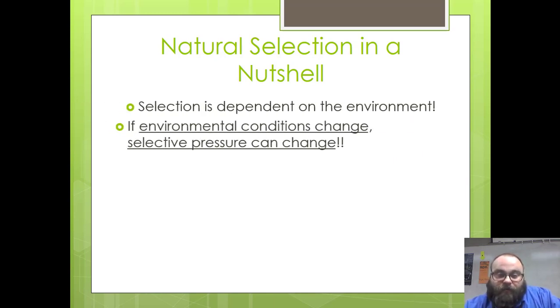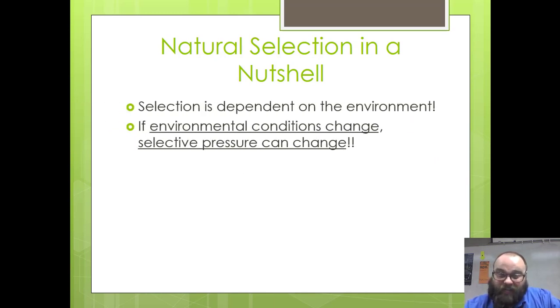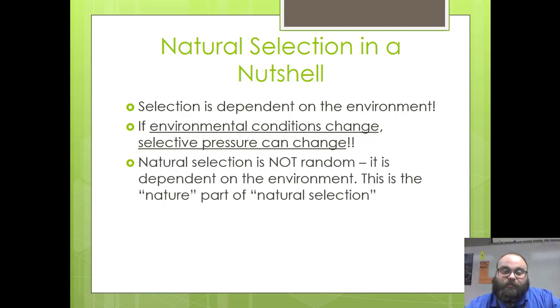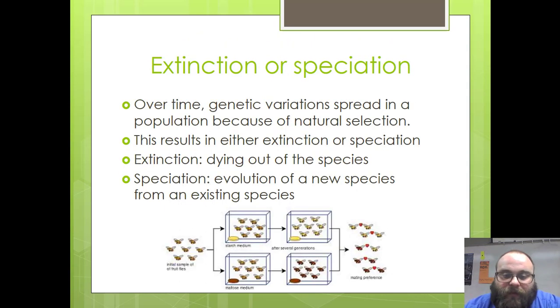So selection is dependent on the environment. If the environmental conditions change, then selective pressures can change, things that choose which traits are fit or not fit for an environment. Natural selection is not random. Remember, it's dependent on the environment. It's not just random mutations being beneficial or not. Nature is deciding what is beneficial or not beneficial in these situations.